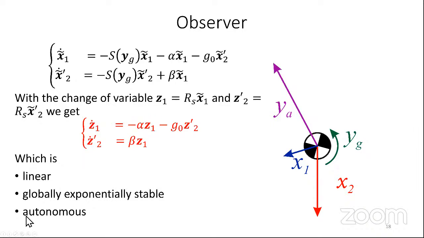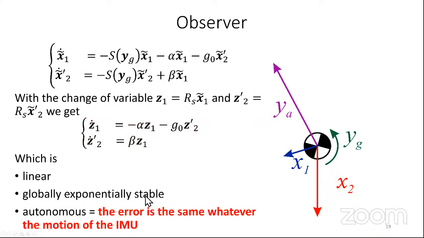But what is important here is to see that it is autonomous. It means that it doesn't have any input. It only depends on the state, on the error itself. It means the error dynamics would be the same whatever the motion of the IMU. Whatever the IMU is doing, the estimation will converge in the same way to the correct one. So it could be any kind of dynamic motion, any kind of impact motion.